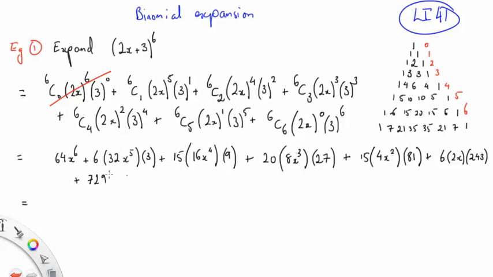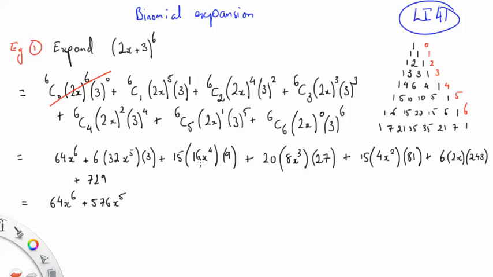Alright, let's keep tidying this up. 64x to the power of 6. 3 times 32 is 96. So then we're going to times by 6. So that's 600 minus 24. 600 minus 24 is 576. So we're going to get 576 x to the power of 5. Let me check that another way. That's going to be 192 times 3, which is 600 minus 24 again. Yep, that's right.